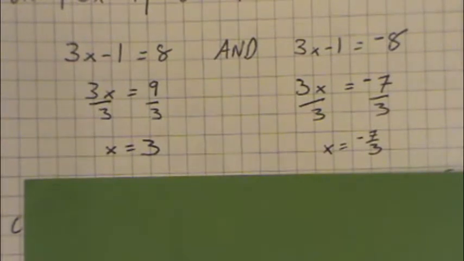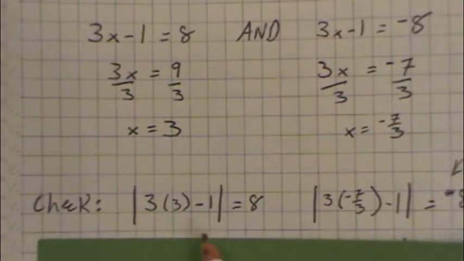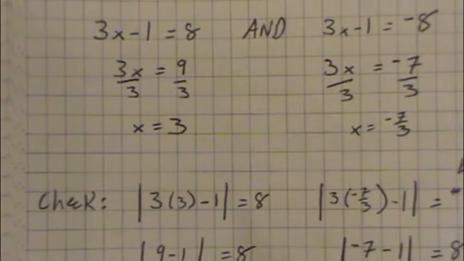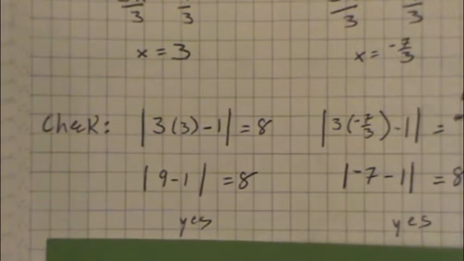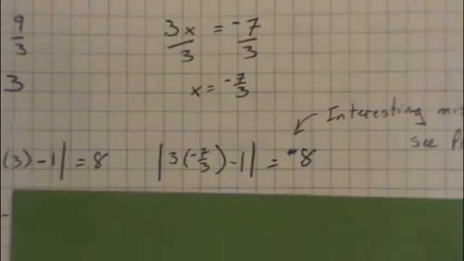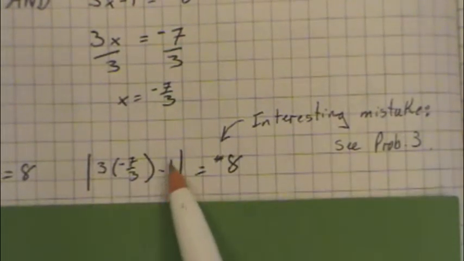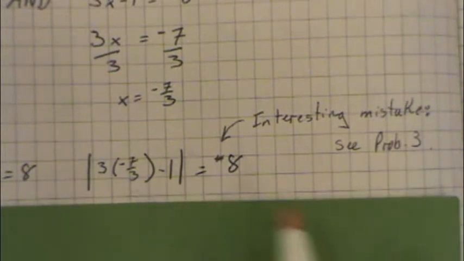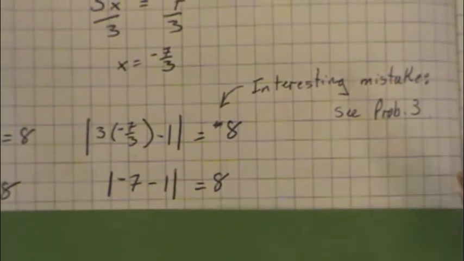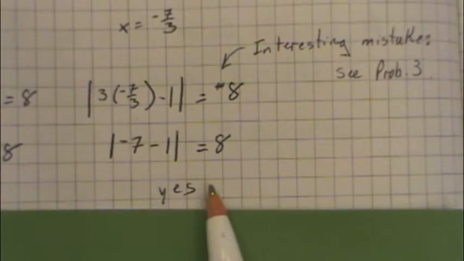Now they asked you to check your answers. So check both of them. They should both work. 3, I didn't even do any more math than that. There we go. Absolute value of 9 minus 1 equals 8. Yes, it does. Now what happens over here? Check out 3 times negative 7/3 minus 1 equals, and I started to put negative 8, but that was not the original problem. The original problem was 8. You want to substitute both your answers in for the original problem. Negative 7 minus 1 absolute value, yes, equals 8.